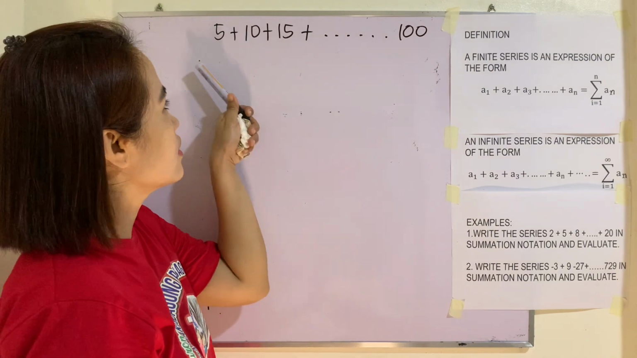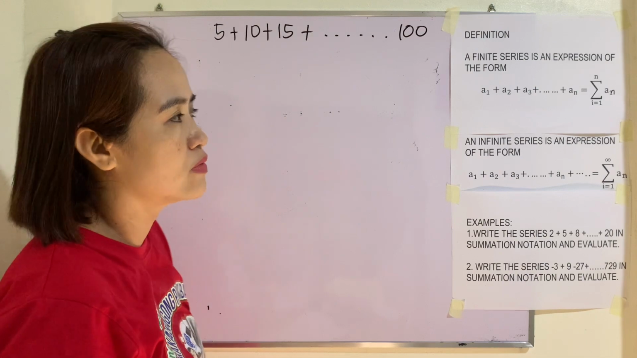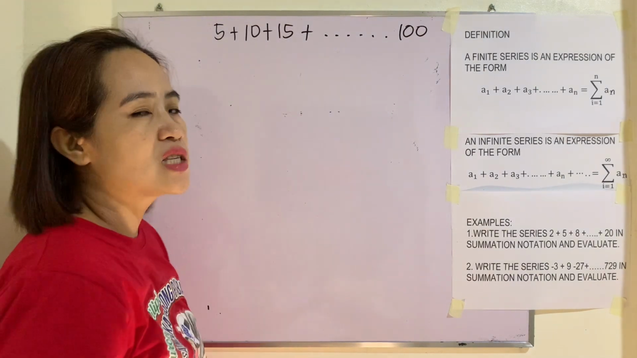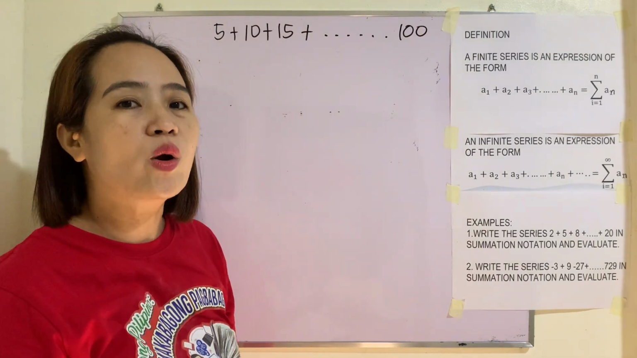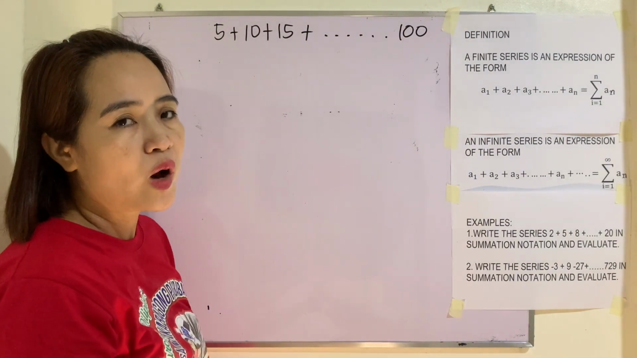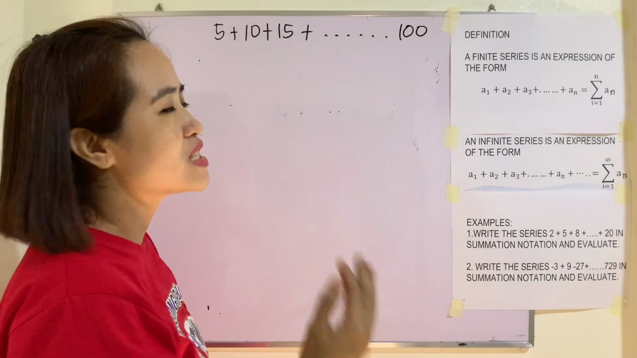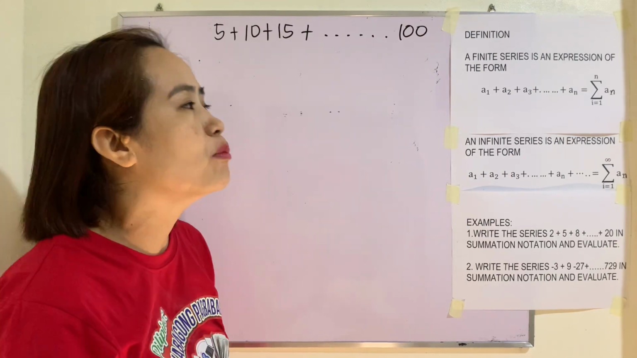So as you can see, there is a pattern here, and what is that pattern? They are all multiples of 5. What is the order? It is in increasing or ascending order. Now, what operation is involved? It's plus. That's why we call it a sum. Okay, it is the sum of the list of numbers.